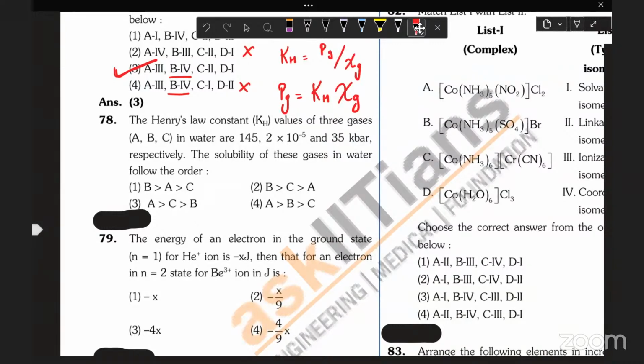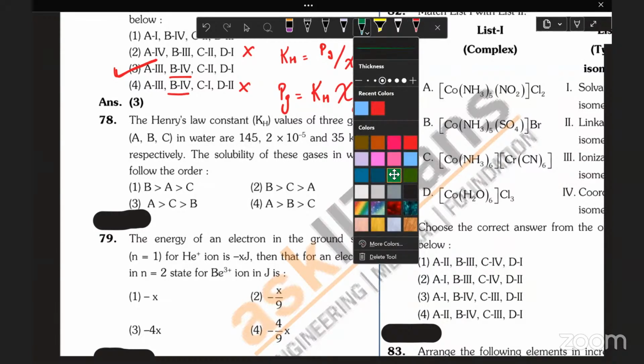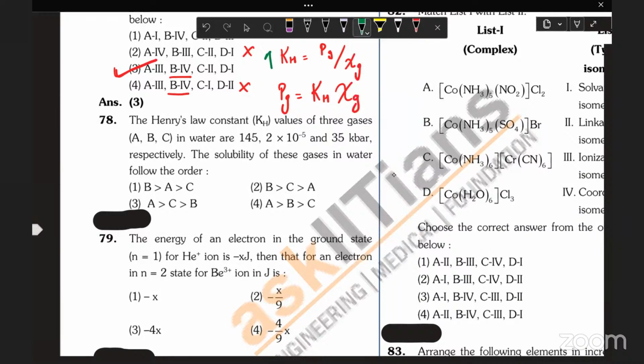So I can say that if the value of KH is high, the solubility will be low. So you need to arrange that in the descending order. So the highest value, 145, that's the highest value for A. So A should be minimum. I can see only option number 2 as that option. So if I just observe, yes, that's the correct answer.